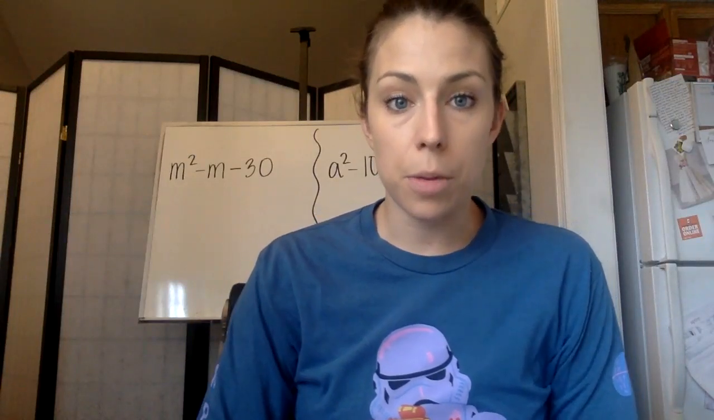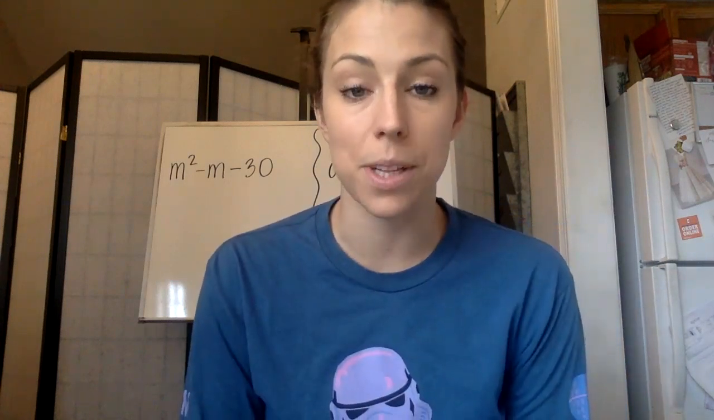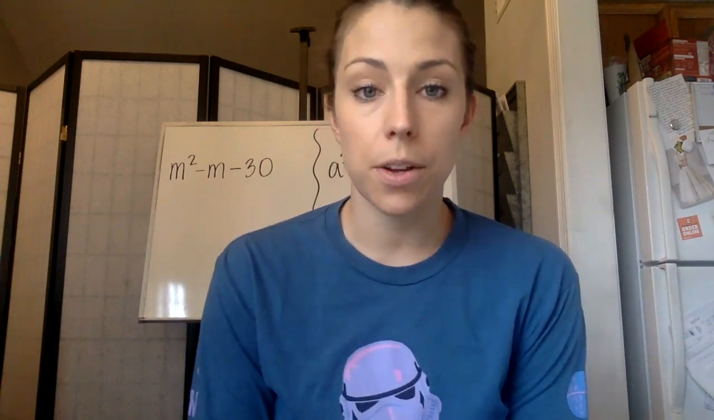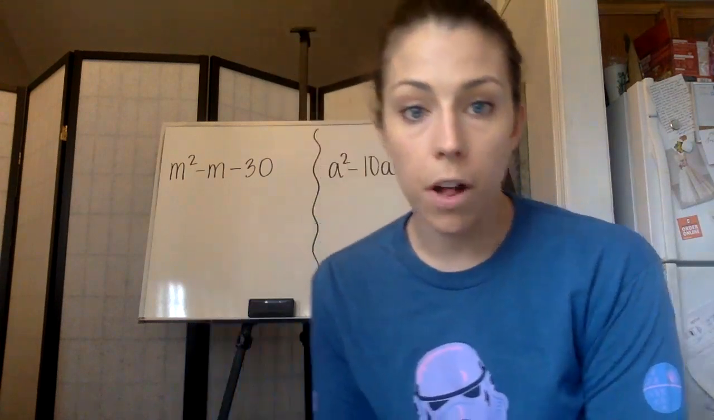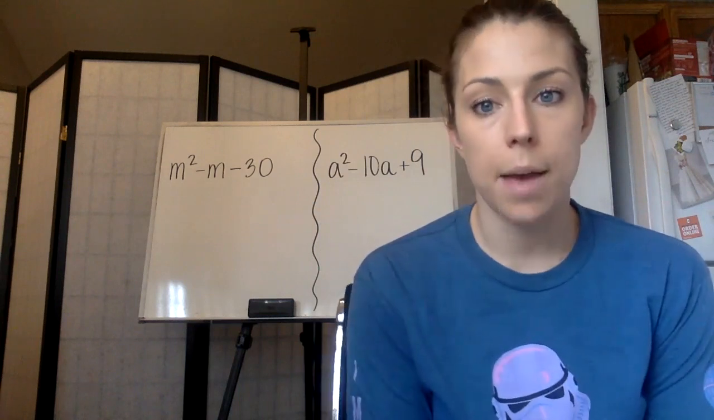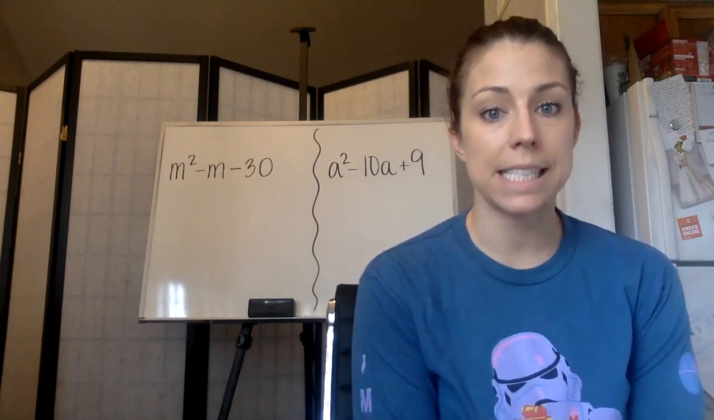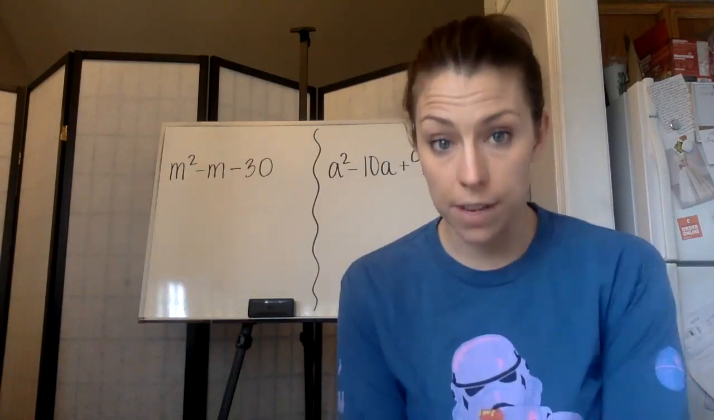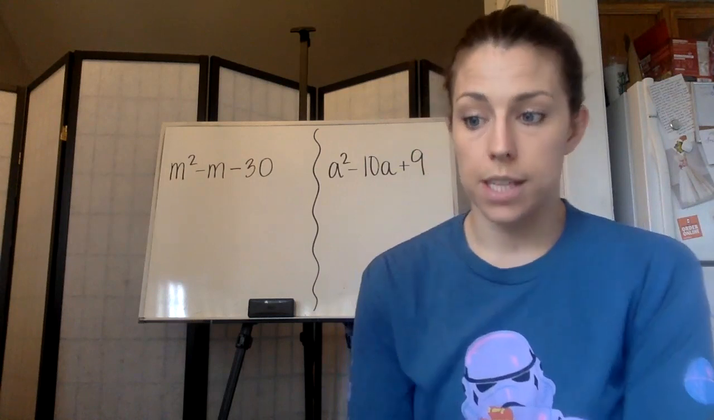So I've been monitoring your practice on IXL. Thank you so much for those of you who have been doing that. That's really awesome. I am going to end up extending this particular code to tomorrow, so I'll put that information in the email. These are the two types of trinomials that I noticed you were struggling with the most. So if you want to follow along, go ahead and write these two trinomials down. We have m squared minus m minus 30 and a squared minus 10a plus 9. I did notice that we were struggling with these two specifically, which is why I chose to go over these.